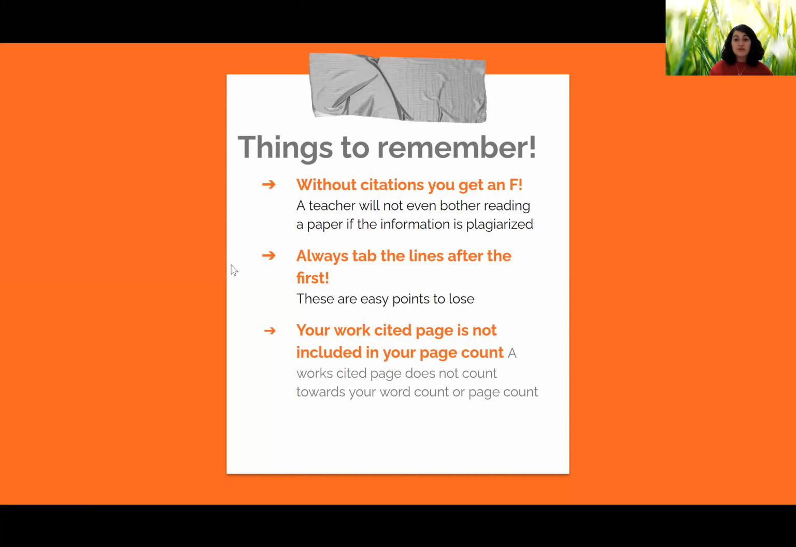All right, here's some things to remember from this lesson. Without citations, you will get an automatic F. No matter what class you take, it doesn't matter what school you go to, if your paper is plagiarized, you will immediately get an F. That is an education system-wide policy. You always have to tab the lines after the first one in your citation. Always remember to do this. This is a great skill to build while you're younger because it's difficult to build when you're in senior year.